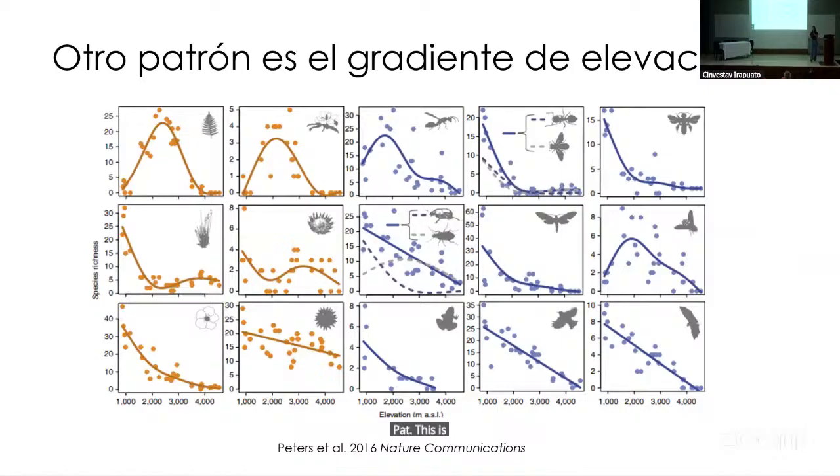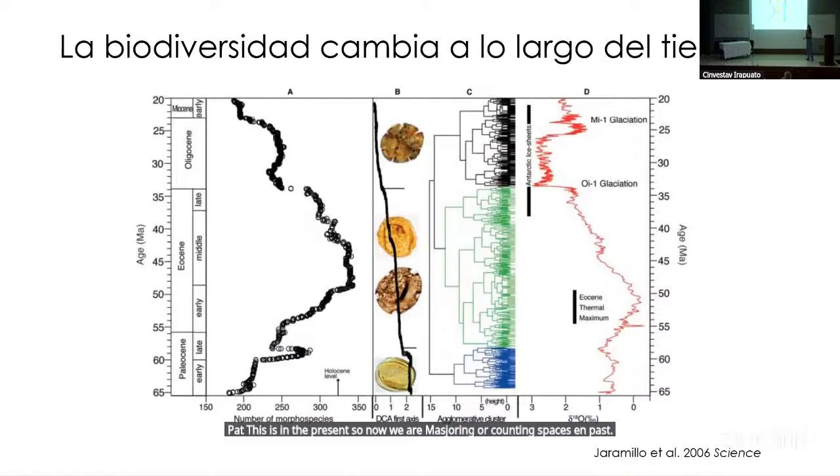But this is in the present. So now we are measuring or counting species in the present, but what happened in the past? We also find biodiversity patterns in the past, okay? And so here what we can see is the number of morphospecies. We cannot say that there are species in the past with pollen samples. And so these authors here measured how many morphospecies based on fossil pollen were found in the Paleocene, Eocene, and Oligocene, and so on. And so what we can see here is that the number of species increased, peaking in the middle of the Eocene, okay? And so that diversity declined towards the present. So this in the past is also a biodiversity pattern.